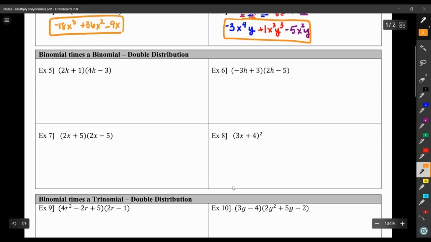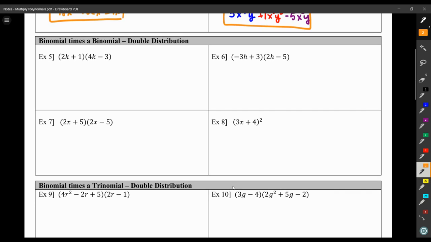Now let's look at the other kind. We can have a binomial times a binomial. This is something with two terms times something with two terms. The way we approach one like this is actually double distribution. You're going to multiply the first term times everything, and then you multiply the second term times everything. That's why it's called double distribution. So you're basically doing distribution twice.